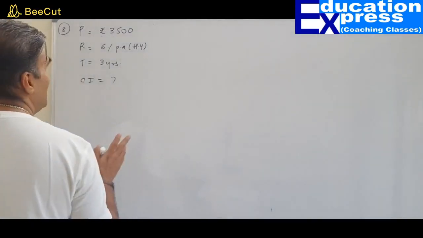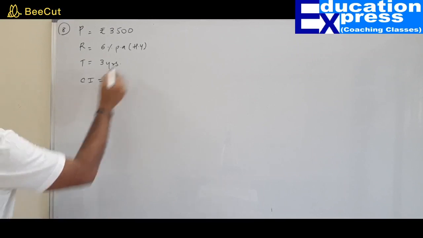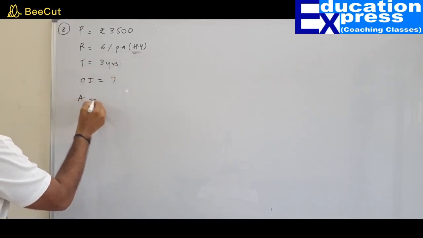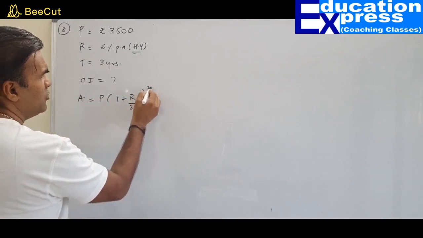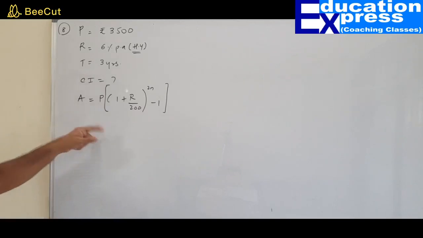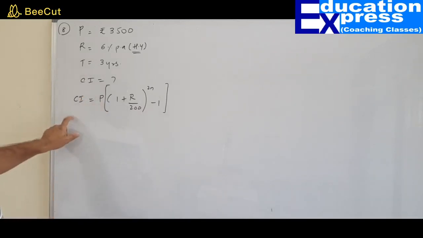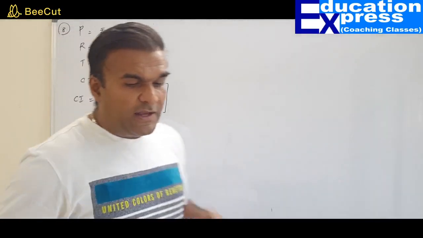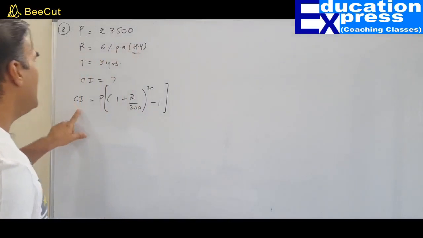Basically, the question is very simple. Same way we have to apply the formula. What formula do we have to apply for half yearly? Amount equals principal into (1 plus r upon 200) raised to 2n. This is the formula that we apply. We are not finding the amount because they are asking us to calculate the compound interest on 3500. So we only have to find compound interest, which is the amount minus 1 times the principal.